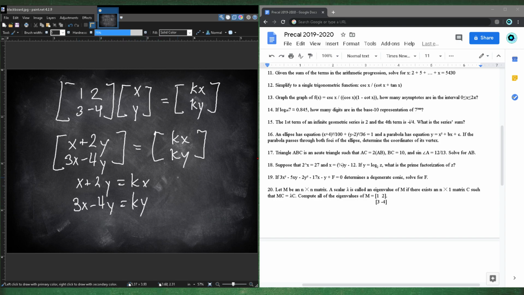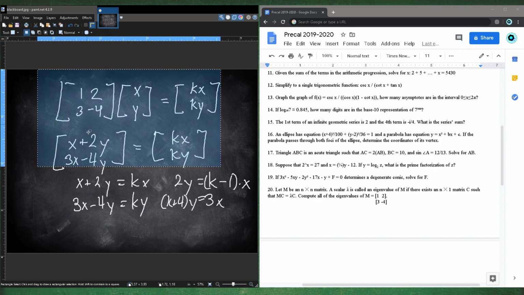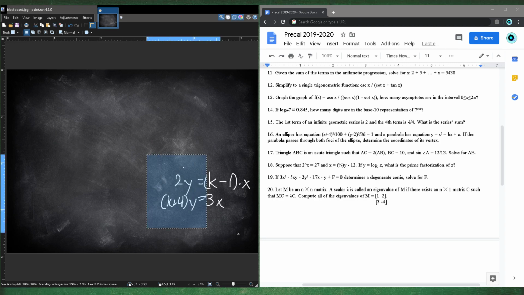So x and the x combine. So 2y equals kx minus x, so just k minus 1 times x. And this is the y, so let's move this x this way, so it's got to be k plus 4 on this side. All I did was move this to this side, and then I switched the places of the right and the left side, so I can match up the x with the x and the y with the y. So it looks a little bit nicer. Okay, so we don't need this anymore because we already simplified to this part.